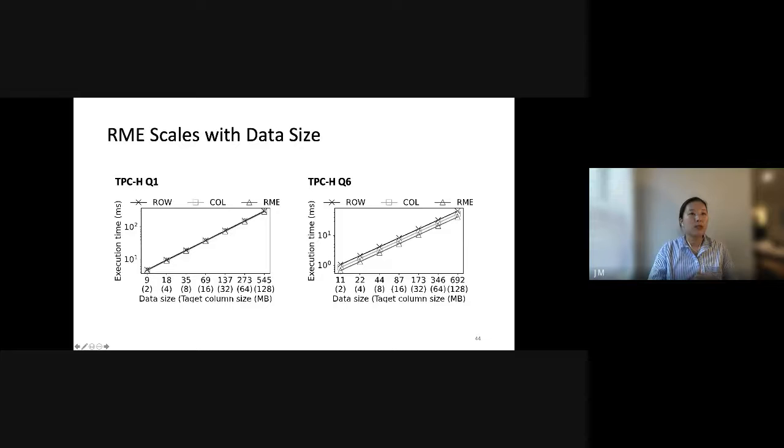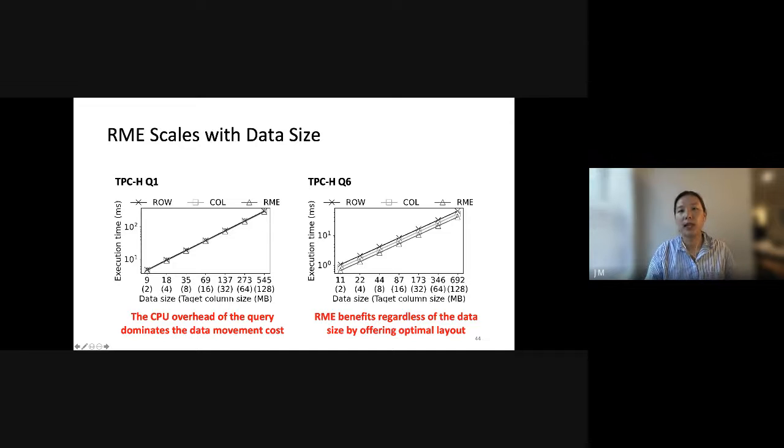So as you can see, as we expected, for the Q1, the performance gain is not great, because Q1 is a CPU-dominated query, while for Q6, regardless of the data size, the RME can improve the execution time.